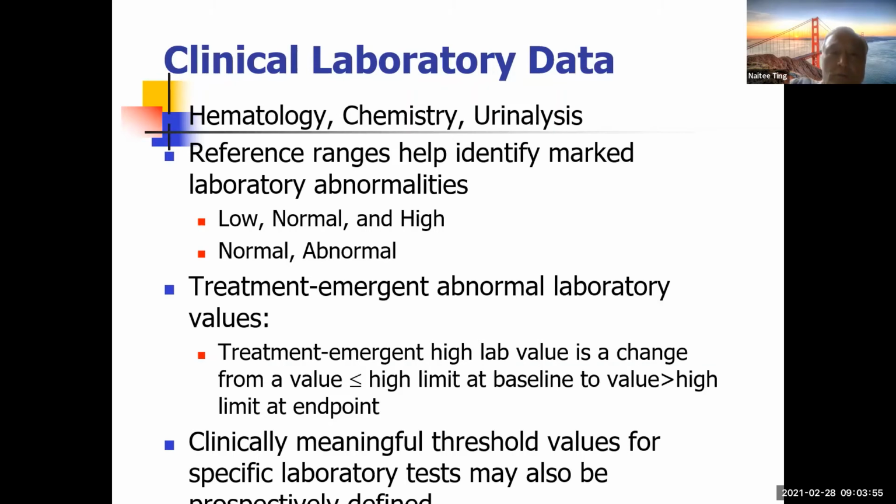Clinical laboratory data, we have hematology, chemistry, urinalysis. Urinalysis, like I said, is from urine sample. Mostly it's about urine albumin or urine protein kind of stuff. Reference range is where I was talking about LLN and ULN. And so another way of reporting lab is you can report how many patients experienced abnormally high or abnormally low.